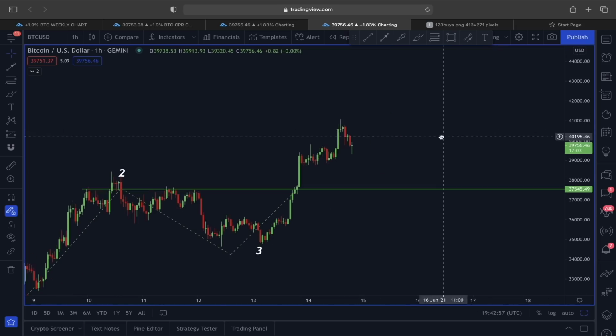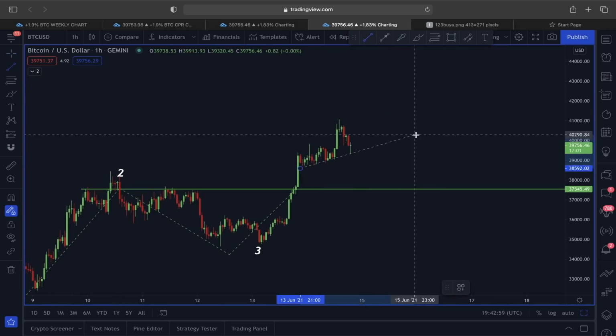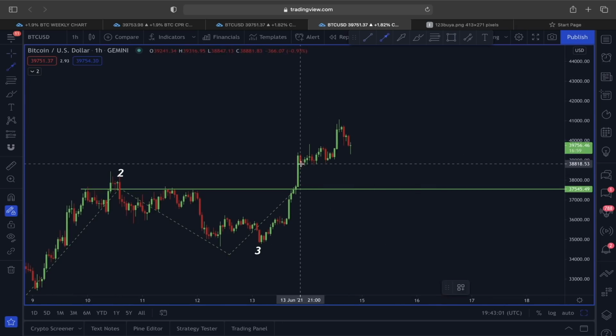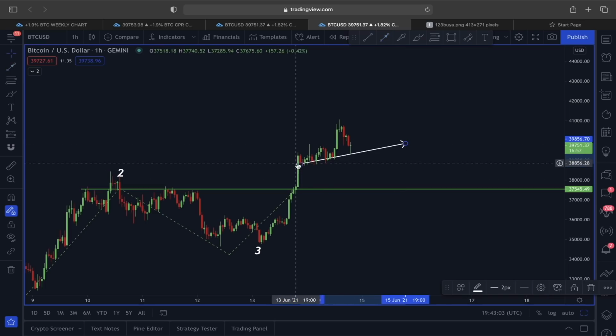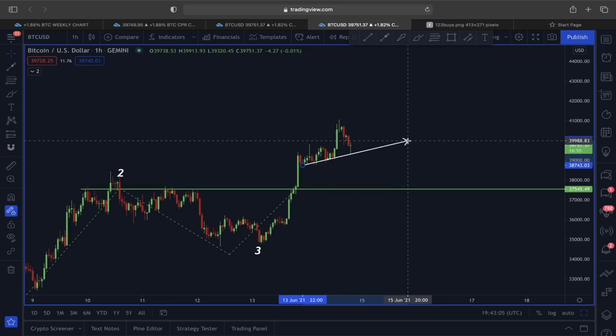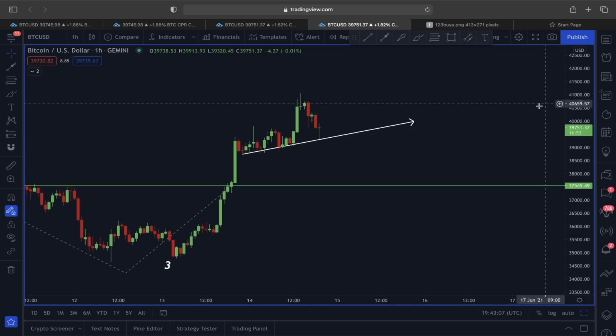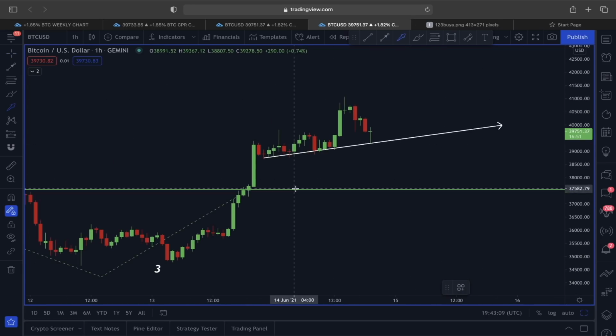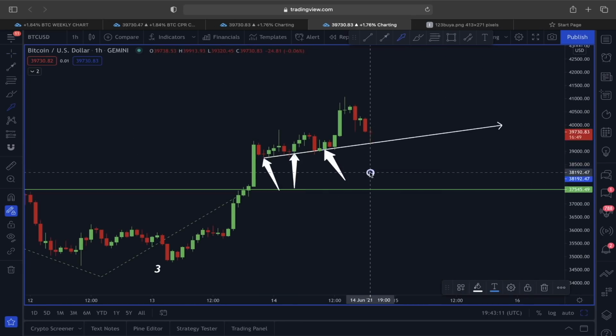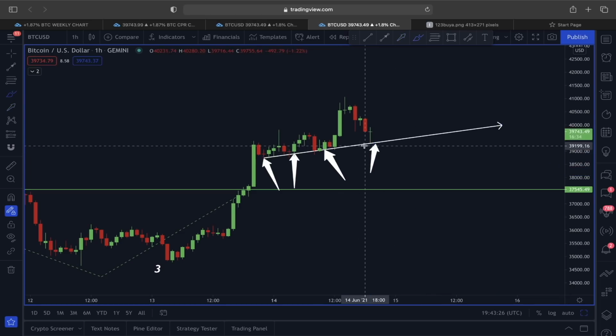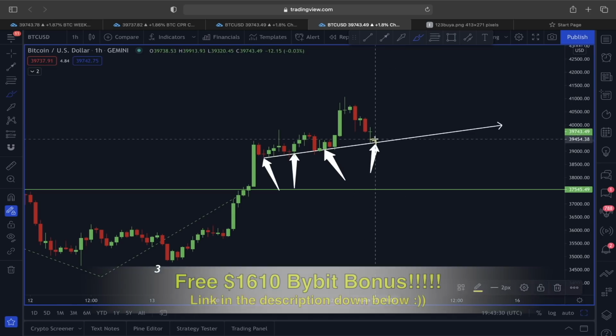What we can also do is simply add this rising trend line here in hourly time frame, because this rising trend line could actually make a lot of sense. In an hourly time frame you can see it is actually holding the price. So what we want here in hourly time frame is to stay above this 39,300 price area.